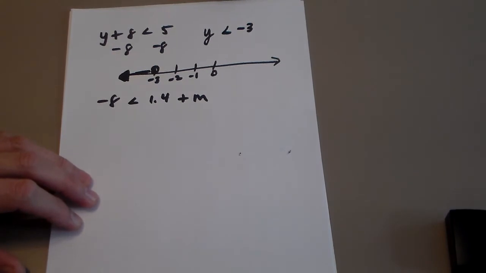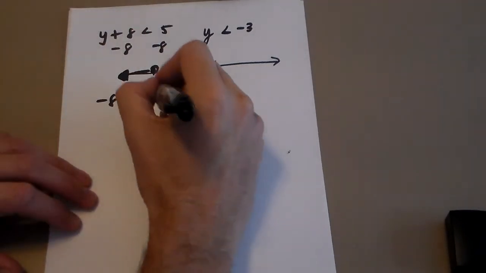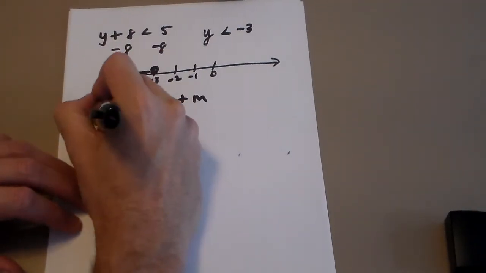Next one. Well, we got some decimals. So not always going to be these nice, easy numbers to work with. So we're gonna have to figure this out. And I want to get rid of that 1.4. And it says plus m. Well, it's a positive 1.4. So if I want to get rid of that 1.4 and it's a positive 1.4, then I want to subtract it from both sides.